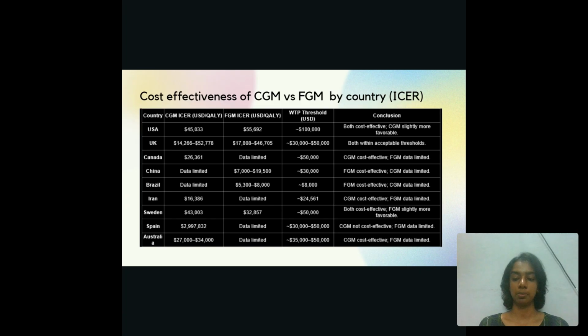Using this particular model, both CGM and FGM can be evaluated fairly across the various income settings. This framework supports context-sensitive decision making and also emphasizes value for money in health interventions.